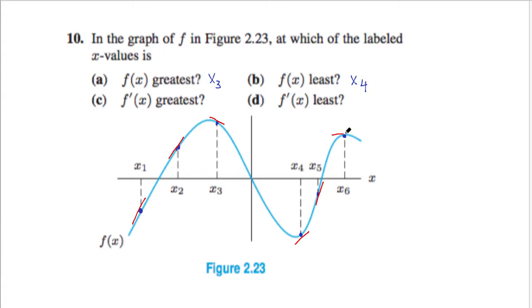And x6. And we want to know, when is f prime of x the greatest? So this is very positive. This is slightly less positive. This is negative. This is pretty positive. This is pretty positive. And this is pretty much 0.